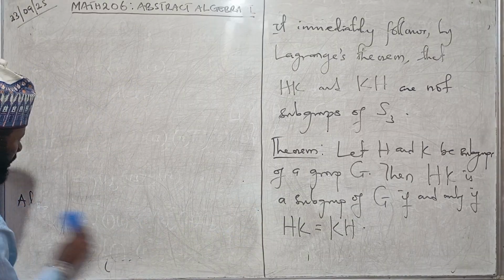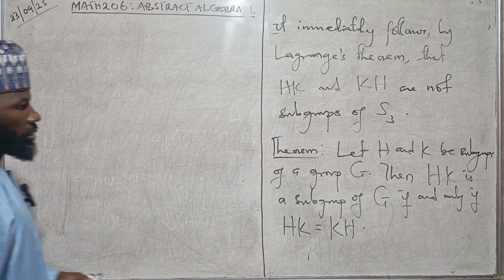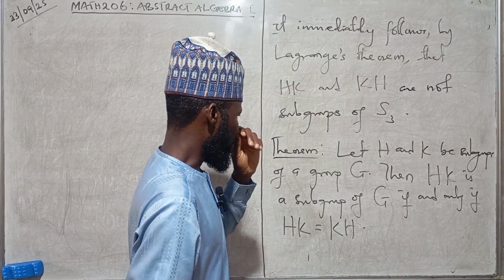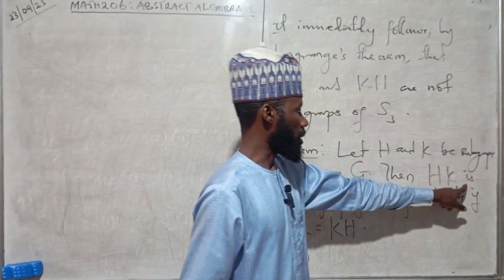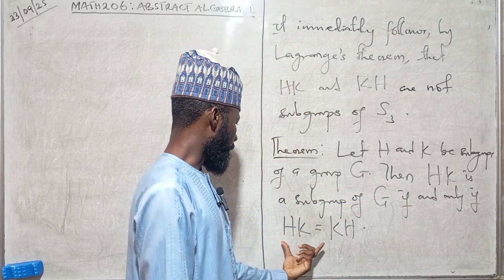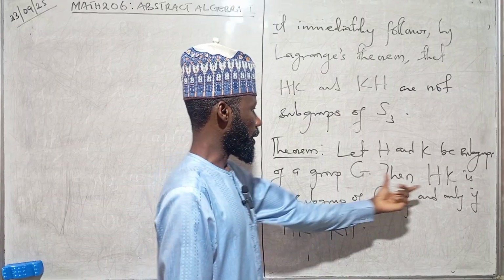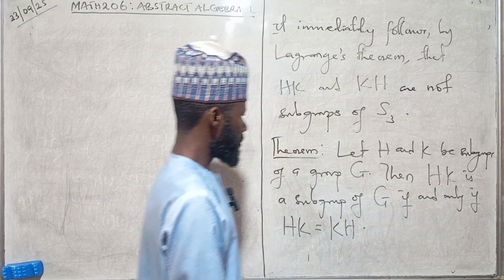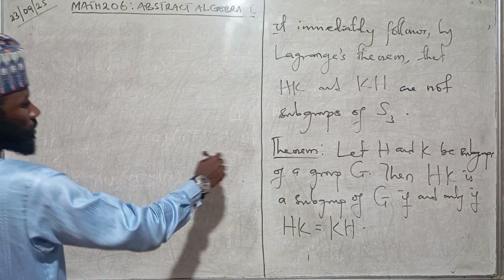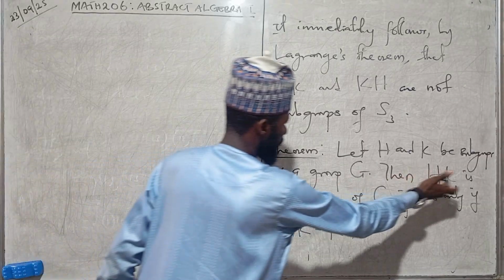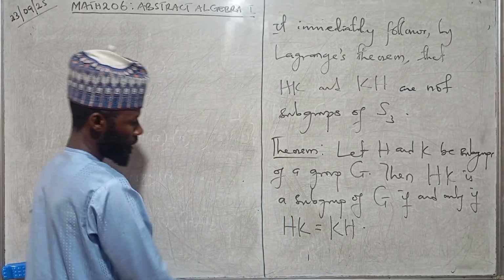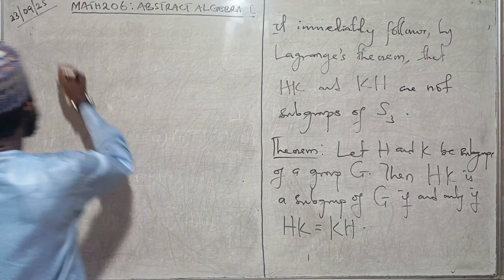So when we say something is necessary and sufficient, it means it's a biconditional. It's a two-way statement. You assume HK is a subgroup and prove that this is the case, and you also assume this is the case and prove that HK is a subgroup. So we can do it whichever way. Maybe we start by assuming HK is a subgroup and prove that the product is commutative, that HK is equal to KH. So, proof.